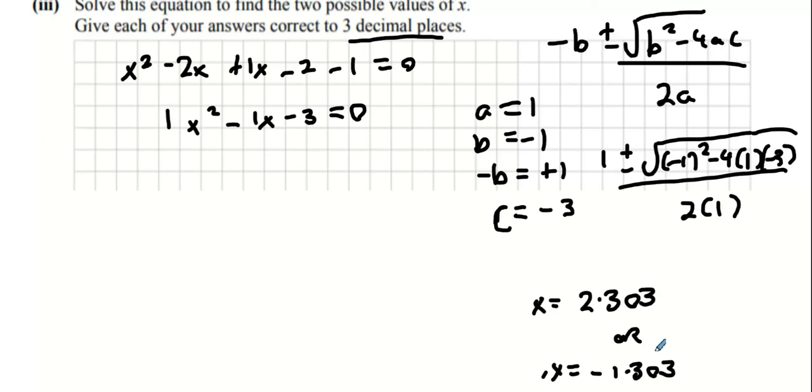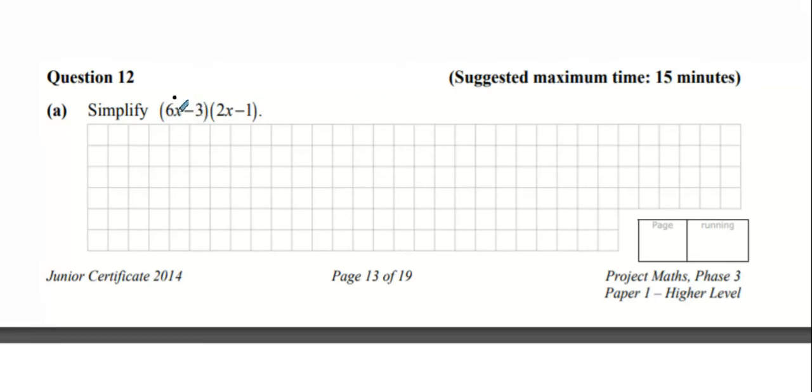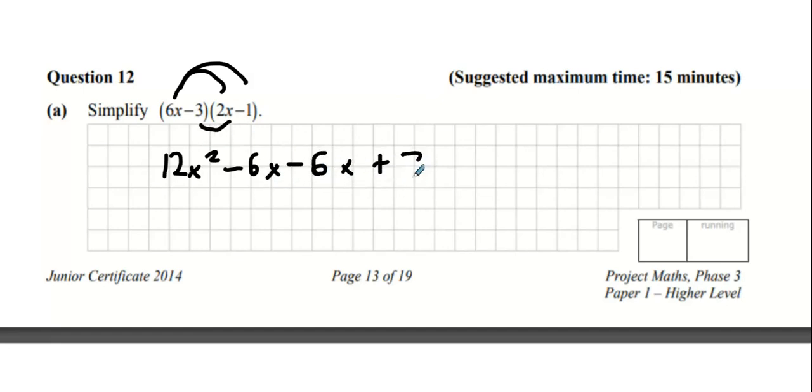Okay, I believe we're on to question 12 and then 13. Let's keep going. 12, simplify the following. Okay, 12x squared minus 6x minus 6x plus 3. I believe we're going to be left with 12x squared minus 12x plus 3.